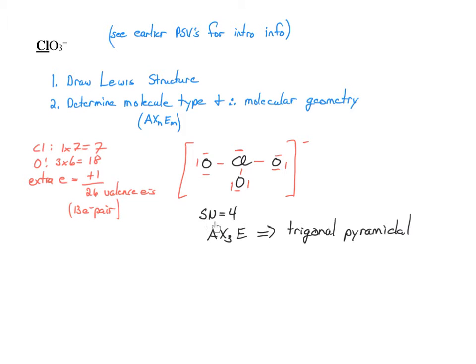We note that our steric number is 4. There's 4 regions of electron density around the center atom. One of them is a non-bonding region. The other 3 are bonding. So it's of the type AX3E, which means our overall molecular geometry is trigonal pyramidal.